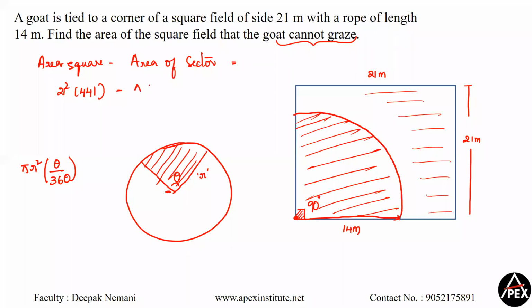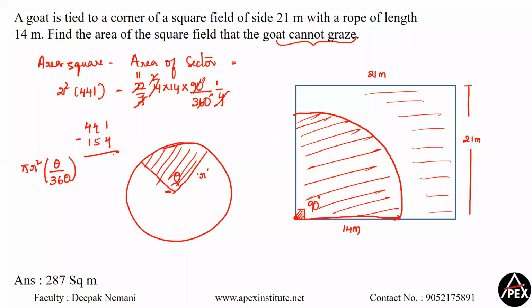So pi into what is the radius? 14, isn't it? 14 into 14 into 90 by 360, assuming pi as 22/7. So 7 1 7 2s. This is 4 1/4, and this will be 11, and this will be gone. So 441 minus 11 into 14. So 154, isn't it? So what is 441 minus 154? 287, and that should be the answer.